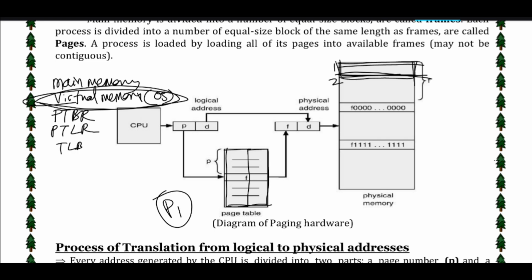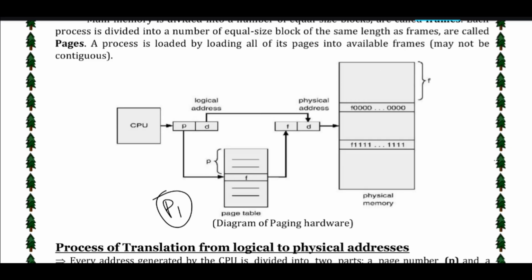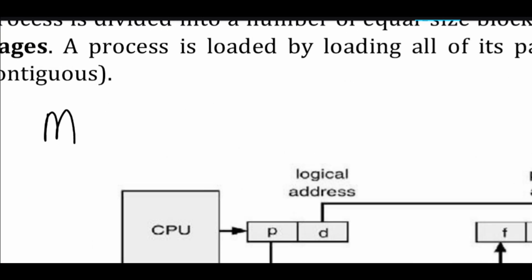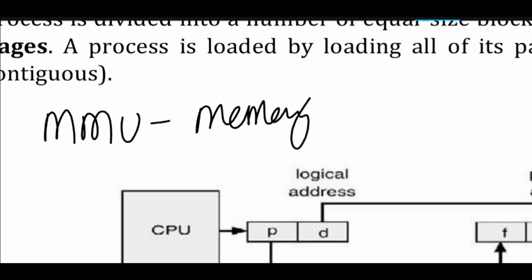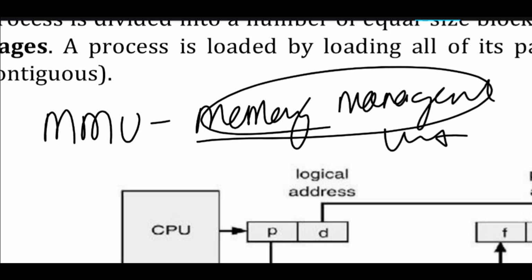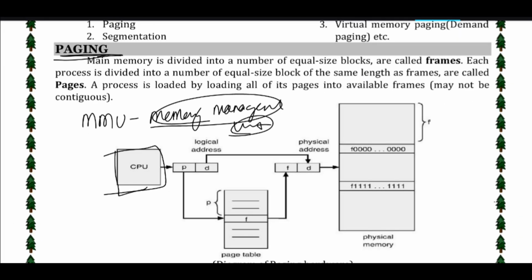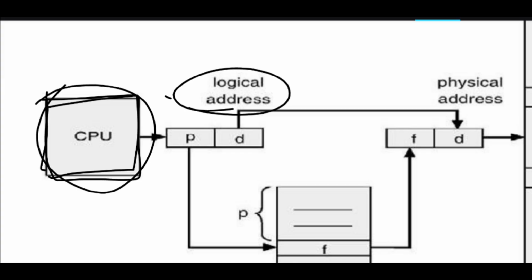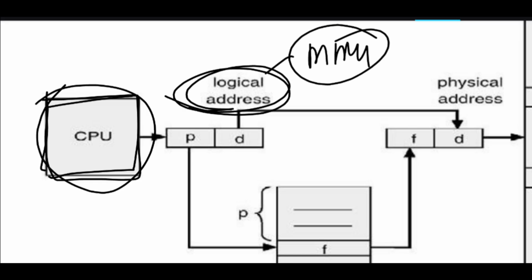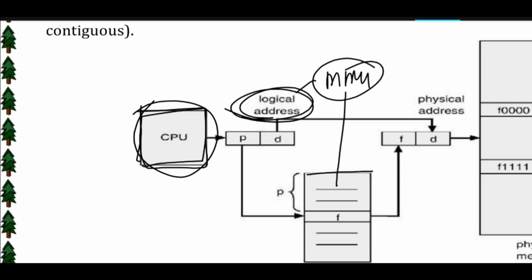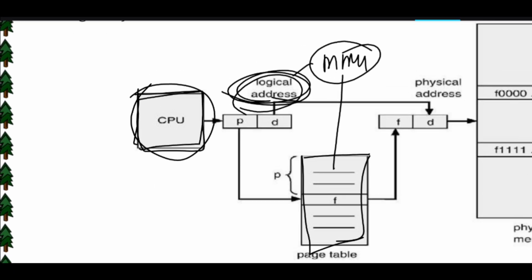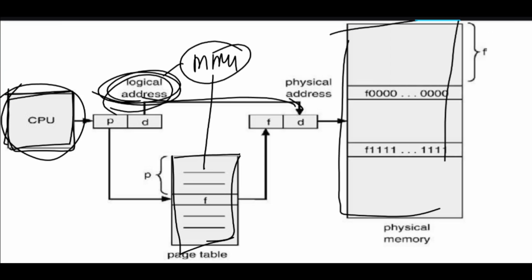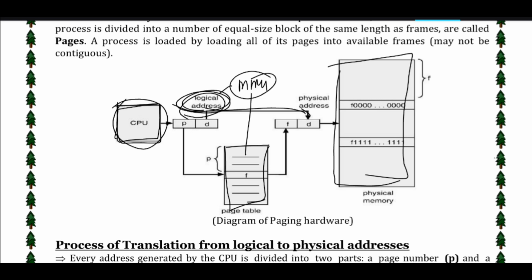Then here is another component called the MMU, the memory management unit, a very crucial thing. When the CPU requests data, the memory management unit first converts the address from the CPU. The CPU sends the logical address, and the conversion takes place through the memory management unit, which takes the help of the page table. It converts the logical address to the physical address, and then we get our data from the physical address. These are the simple concepts of paging.